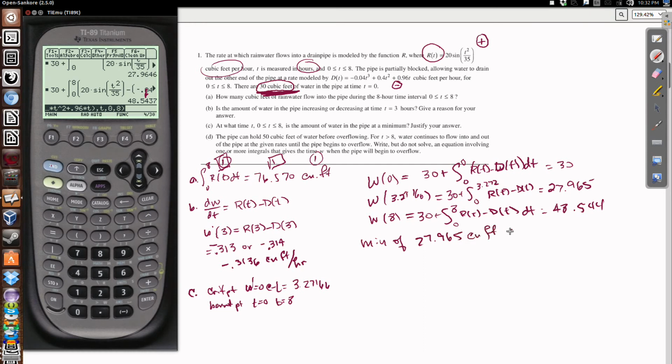And so we have a minimum of 27.965 cubic feet at time equals 3.272 hours. And so that's what I'm looking for as the solution. My justification is that critical points and boundary points are the only places where extremes occur, and this is the smallest value of our 3.